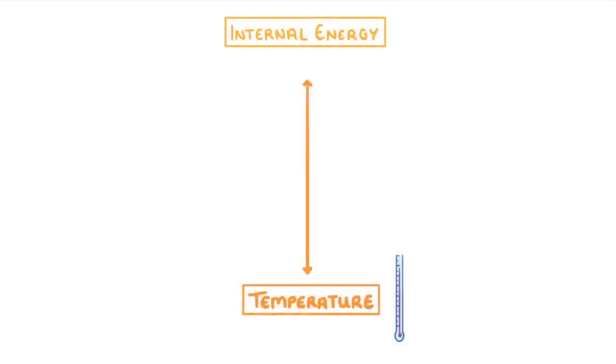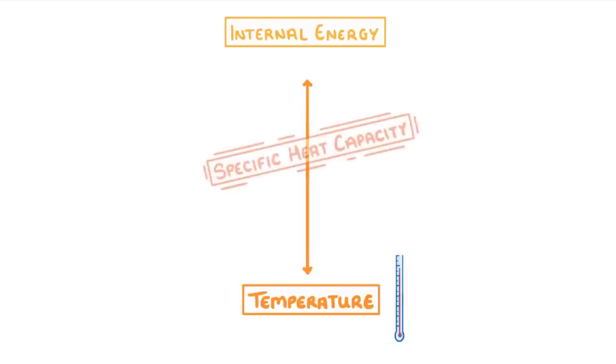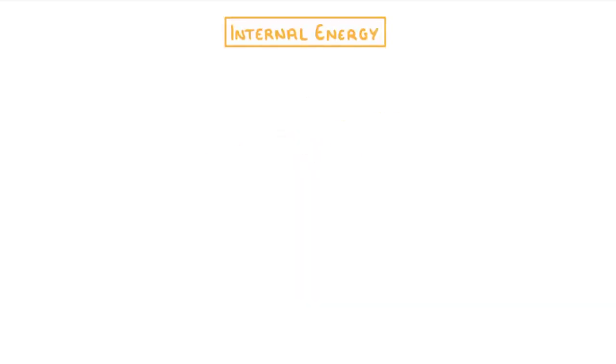In today's video, we're going to look at how the internal energy of an object relates to its temperature, using the concept of specific heat capacity. Now, the first thing we need to do is take a look at a few terms. Internal energy is the total energy that's stored by the particles making up a substance or system.